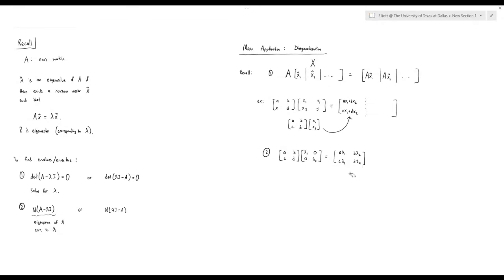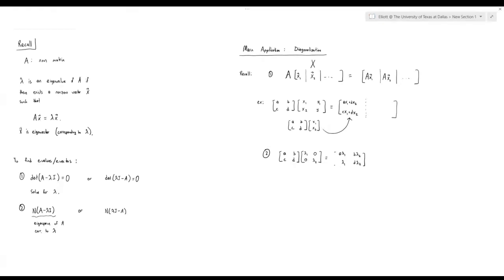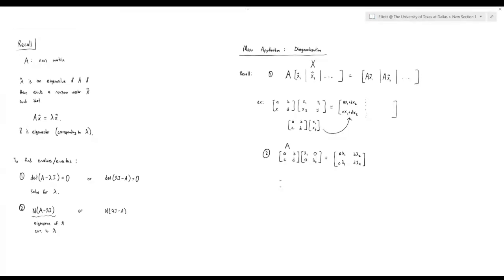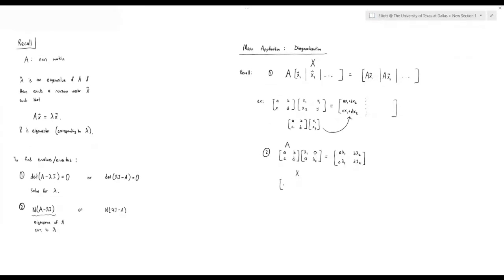When you look at the product, what I want us to observe is that the first column of this product is lambda 1 times the first column of A, if I call this matrix A, okay? And likewise, in the product, the second column happens to be lambda 2 times the second column of A.